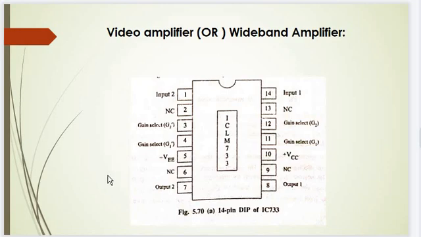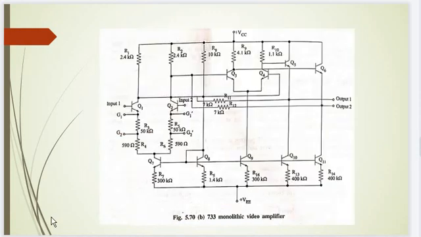So these are all the practical applications of this video amplifier. The internal circuit of the video amplifier is shown in the figure. The internal circuit has a differential input and output. Therefore, a single-ended or balanced input signal may be connected for amplification.